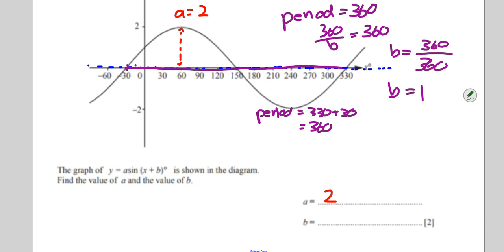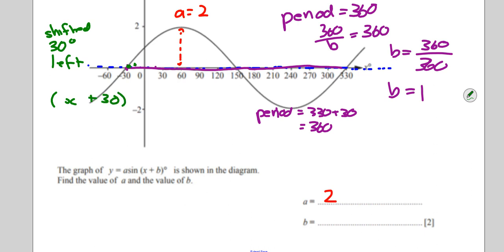So where does the sine graph normally start? Is it negative 30? Yeah. So it's shifted 30 degrees left. Oh, so we keep it as positive. Yeah, so the bracket will be good. So it's shifted 30 degrees left, so it'll be x plus 30.